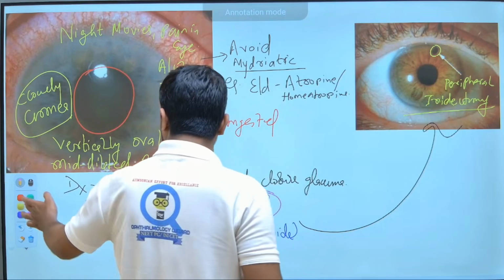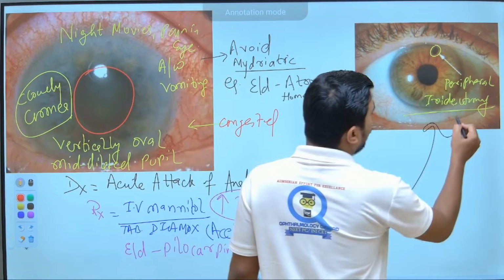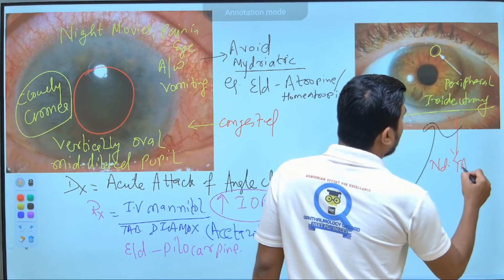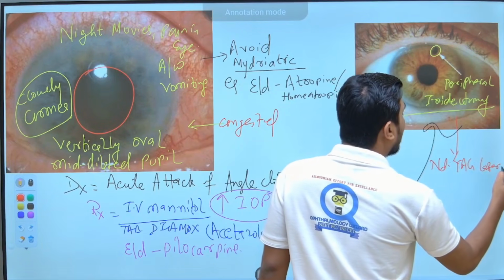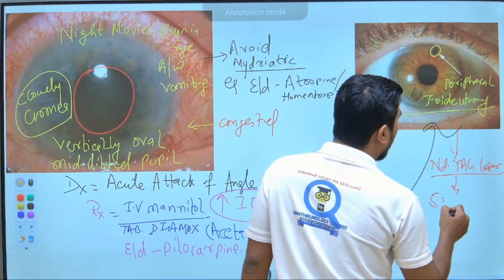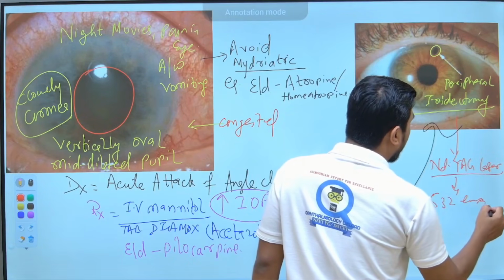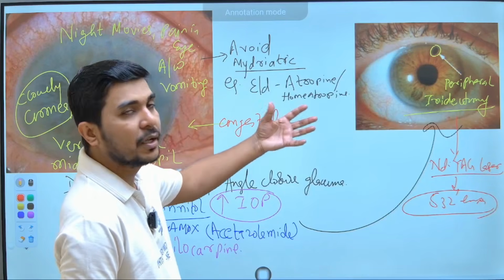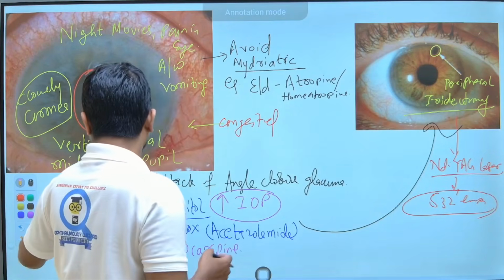Now the question arises, what is the laser that you will use here? You will use the Nd:YAG laser, and of course the wavelength will be 532 nanometers. So this is very important to understand for this image.